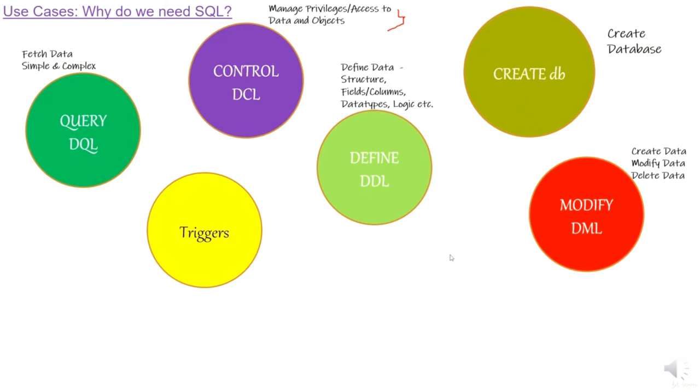The next use case is triggers. Triggers are basically programs that are tied to a database table and to an event, and triggered by an event. They can be triggered before the event or after the event. I think we also touched upon these triggers in one of our earlier lectures.